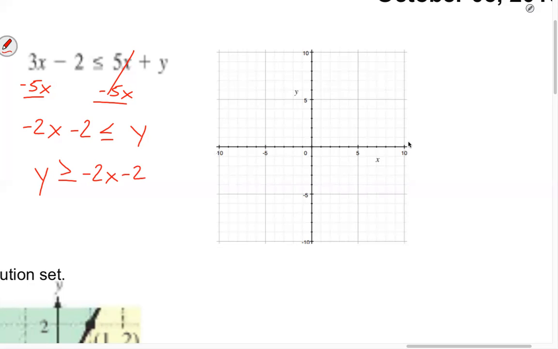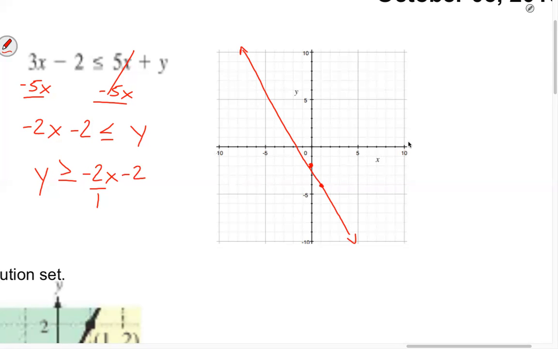So I'm going to come up here, go to negative 2, and plot my point. Then it says go down 2, to the right 1, down 2, to the right 1. Okay? Now I need to connect them with a solid line because there's a line under it. Okay, so here we go. Not bad, not bad.